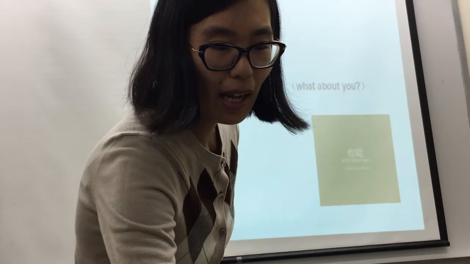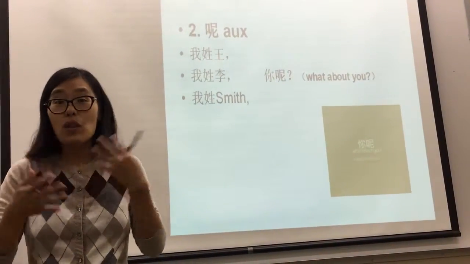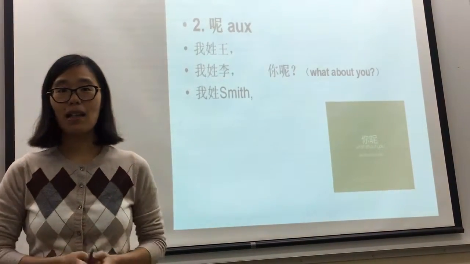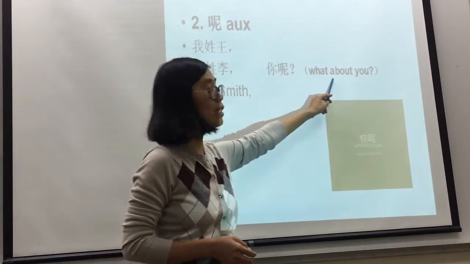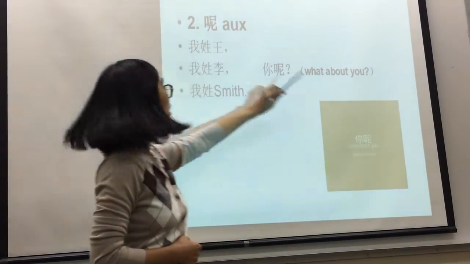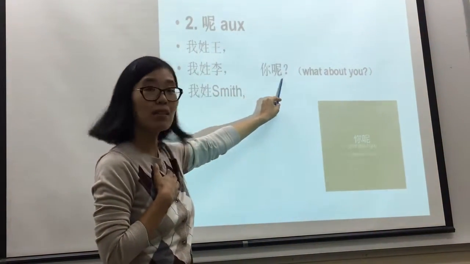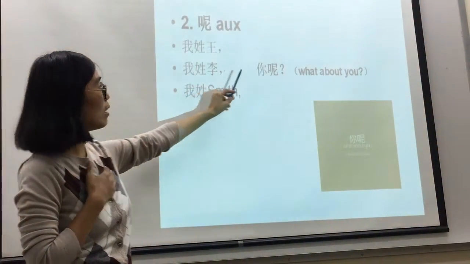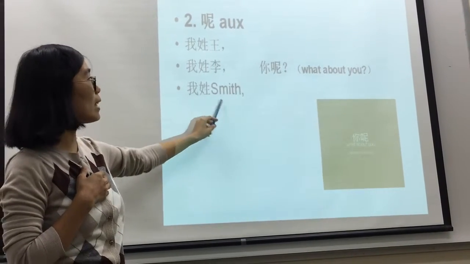And next one. Probably you will say, hi Miss Wang, when someone asks me about my family name, but I also want to ask back. I want to say, how about you? What about your family name? At this time, what can I say? We will say, 你呢? What about you? 我姓王. My family name is Wang. 你呢? 我姓李. My family name is Li. 你呢? 我姓 Smith. My family name is Smith.